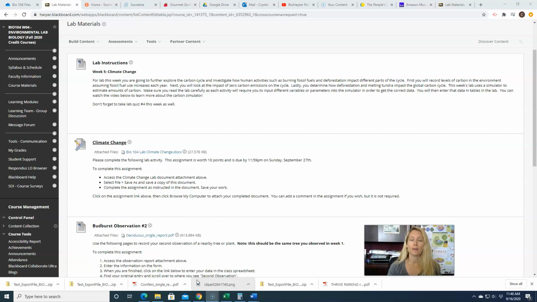And we learned a little bit about where we find carbon, right? We talked about carbon in the atmosphere, carbon in living things, carbon in the ground, carbon in the oceans.